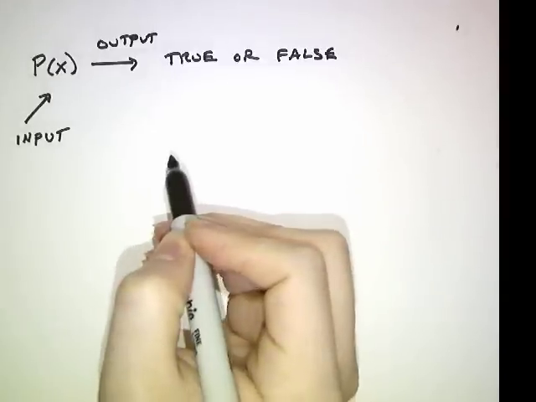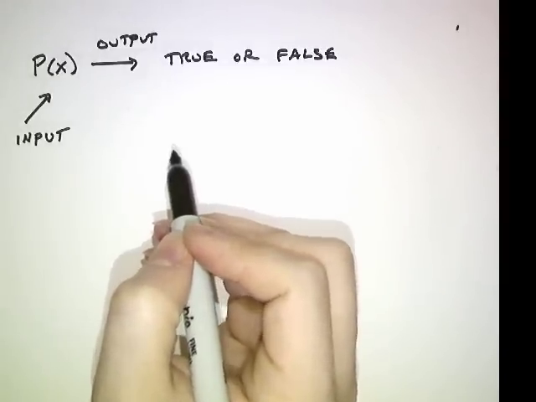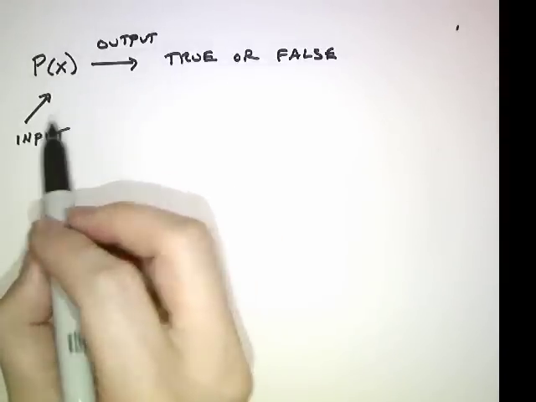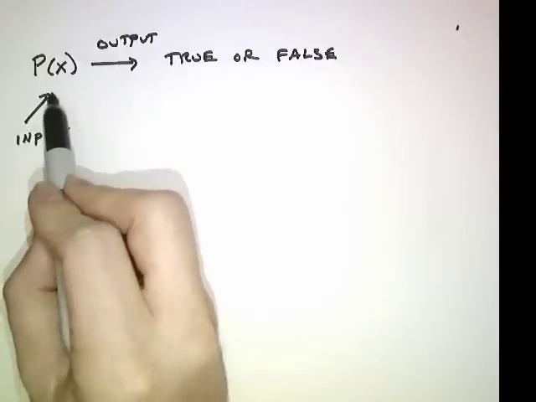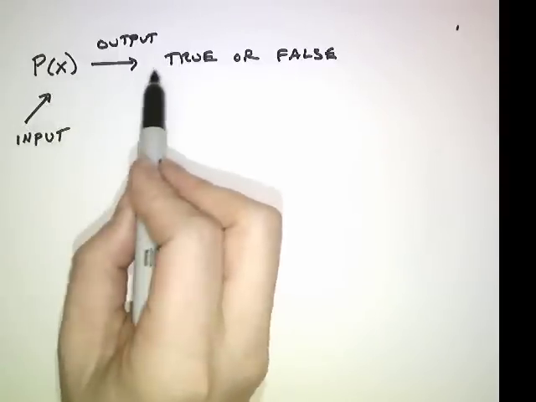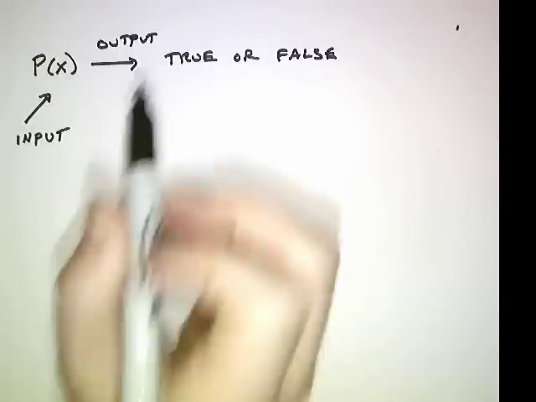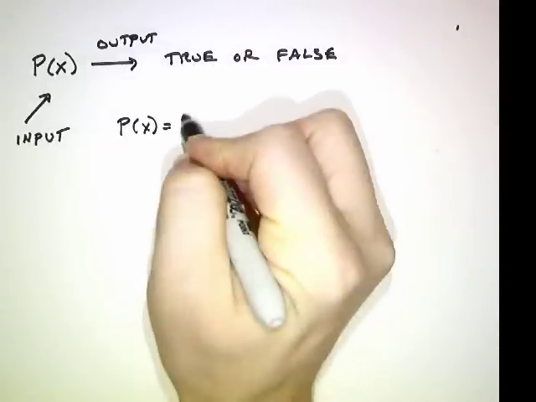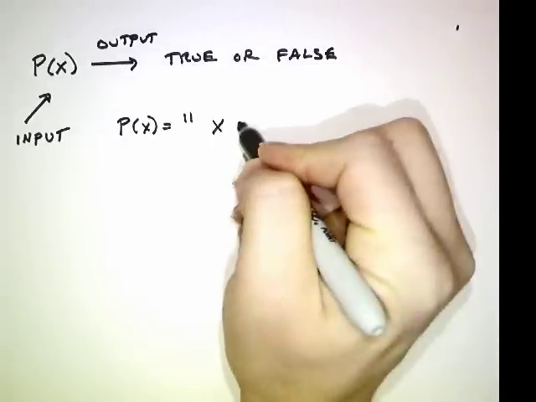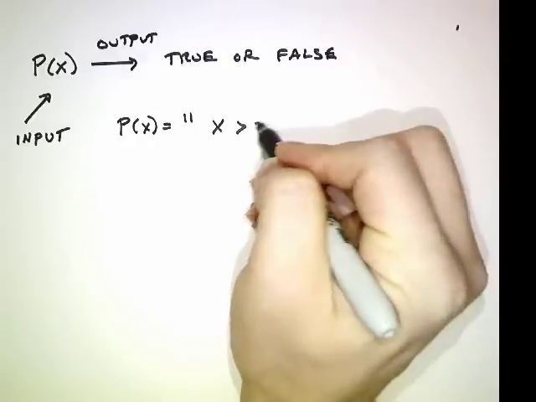Now you might say, we don't know what a function is yet. We haven't done that in class, and that's true. But it's not important for right now. Think of a predicate as something that takes an input from some domain and it produces an output that is either true or false. So for example, I could write p of x as x is greater than 2.